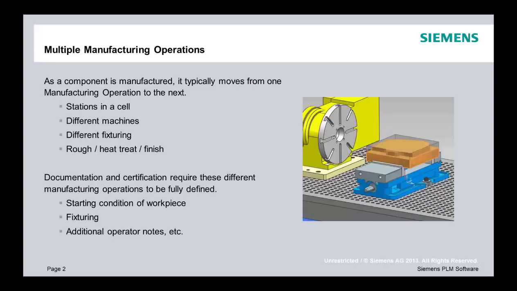And the central issue we're trying to address is one where we have a component that's manufactured in several separate operations, stations in a cell or on different machines, potentially being roughed out before heat treatment, that sort of thing. So a component going through several stages of manufacturing, several manufacturing operations, all of which have a requirement for part definition, for documentation and drawings, etc.